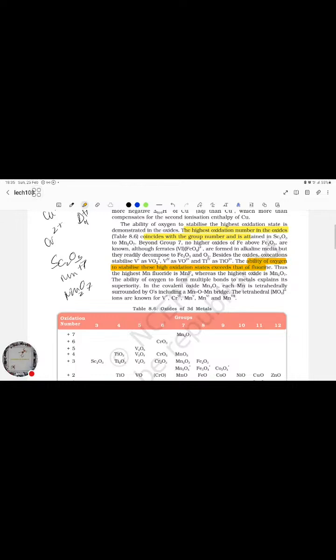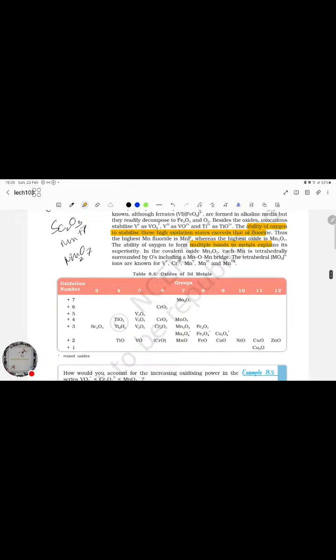The ability of oxygen to form multiple bonds to metals explains its superiority. The reason they give is that it has the ability to form multiple bonds to metals. So in the covalent oxide Mn2O7, each manganese is tetrahedrally surrounded by oxygens, including a manganese-oxygen-manganese bridge. The tetrahedral MO4 n minus ions are known for vanadium 5, chromium 6, manganese 5, manganese 6 and manganese 7.